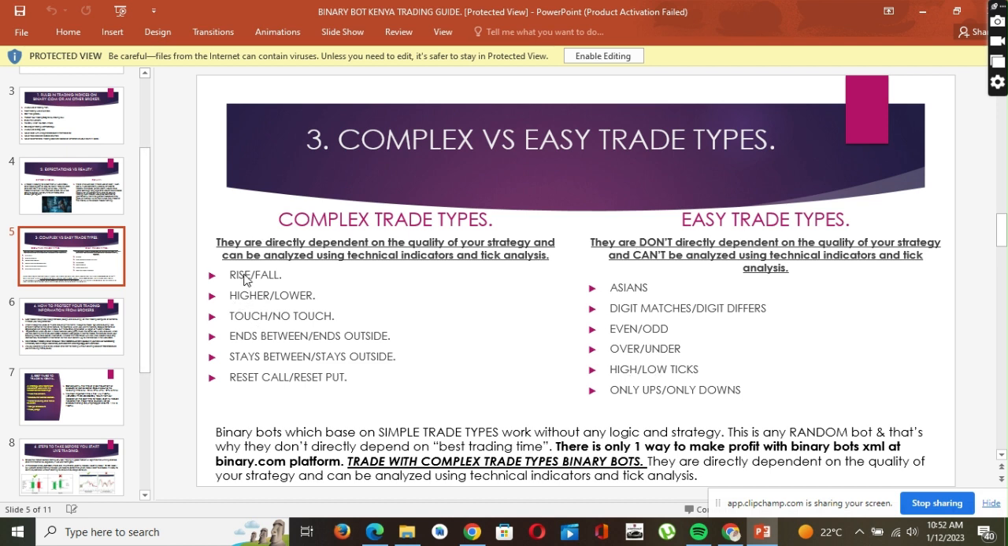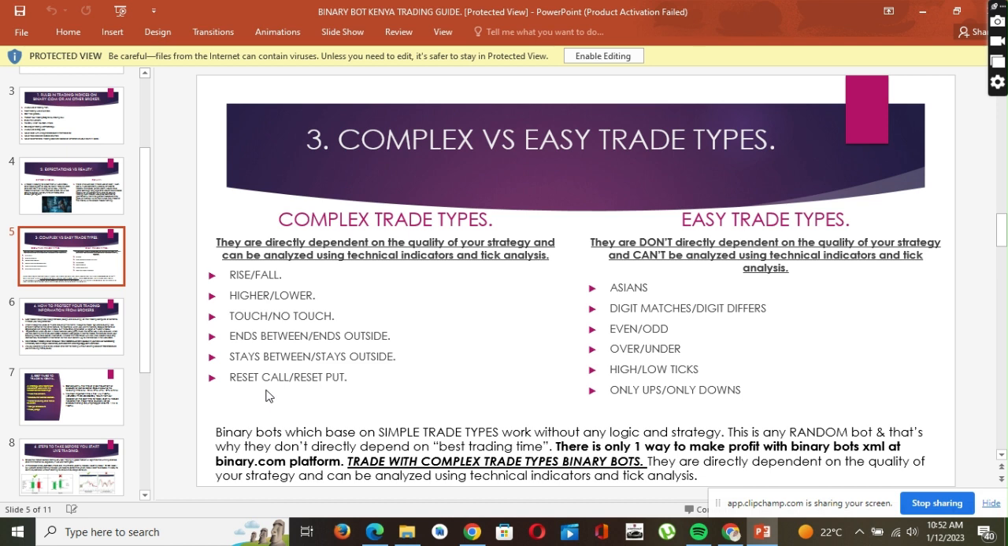The hard ones are rise, fall, higher, lower. Now, I can tell you for a fact, reset call, reset put, these are the trades which actually give me money. These other ones, of course, will make money, but you can't compare with what you'll make here. These ones are a bit technical, and you will need to analyze the market a bit to trade.